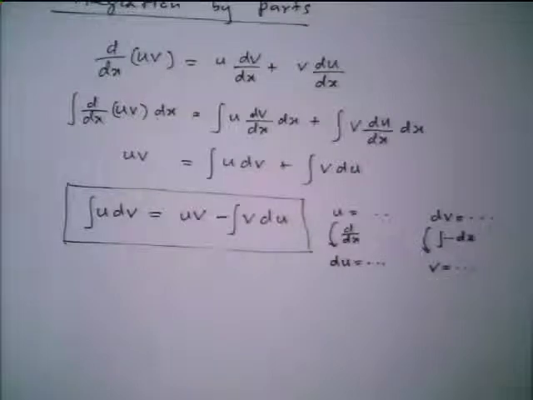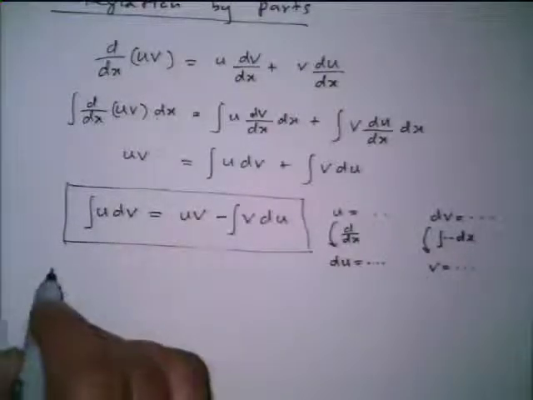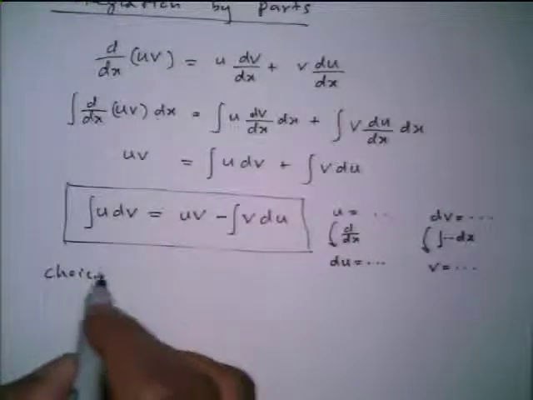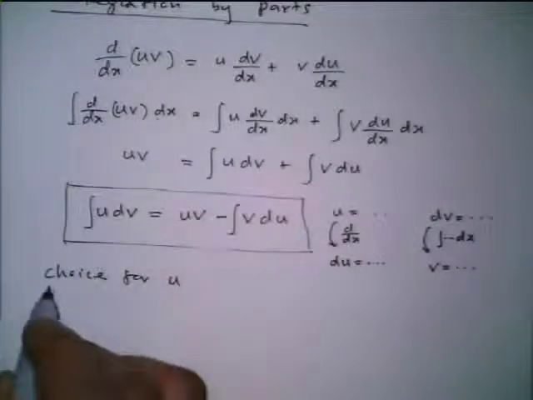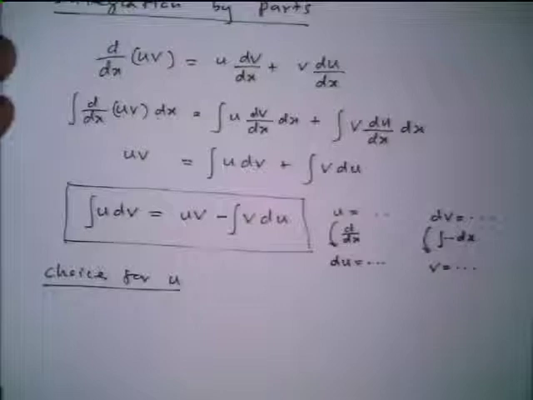Now the problem is, what kind of choices do you have for u? There are a few choices, because it's not like you do this and you automatically get the answer. Sometimes they work, sometimes they don't work. But these choices work about 99% of the time. So let me write the choices for you.